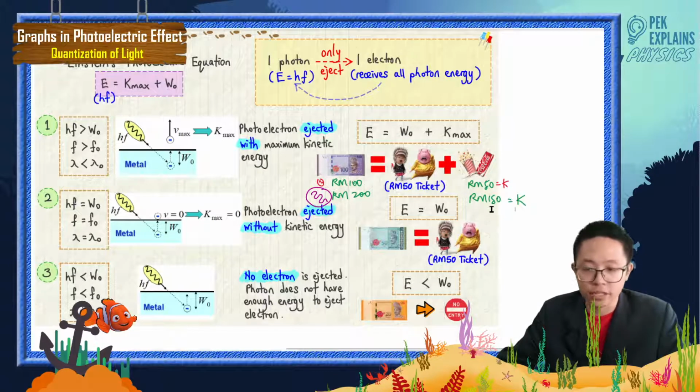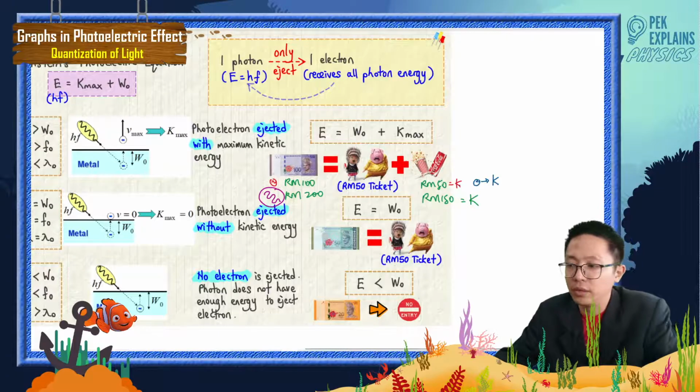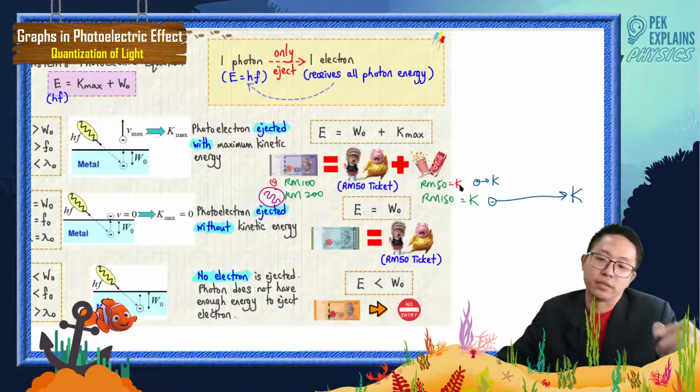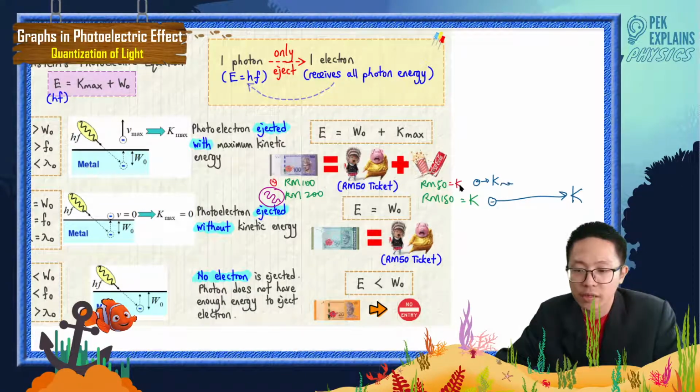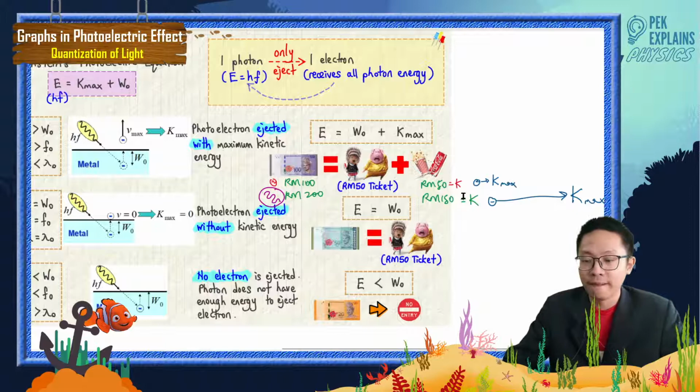So very energetic. The electron ejected, if you have 50 ringgit kinetic energy, is ejected just very slowly. But if you have the 150 ringgit kinetic energy, the electron is very fast, Kmax. Because the leftover energy is a lot. There's a lot of leftover energy, isn't it?